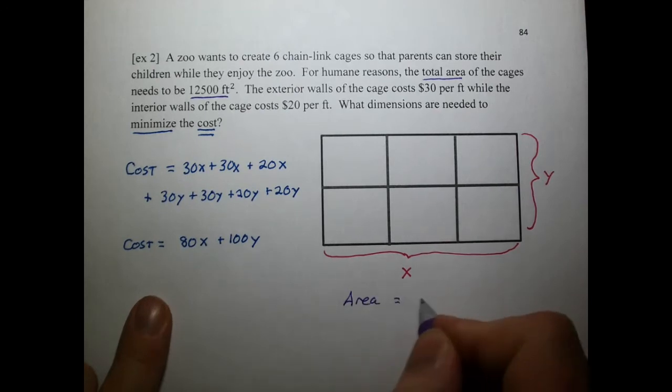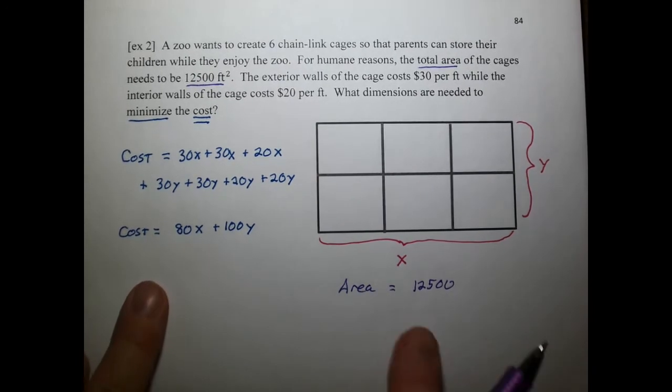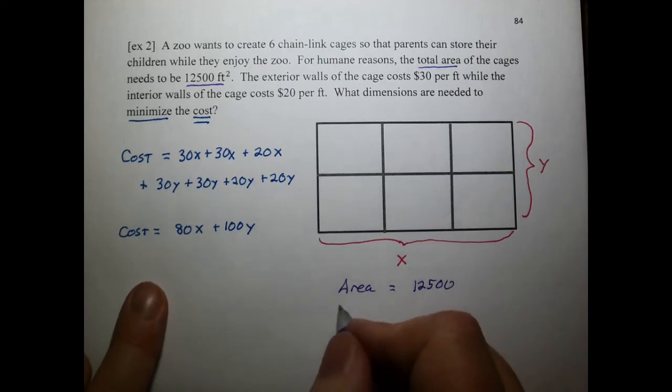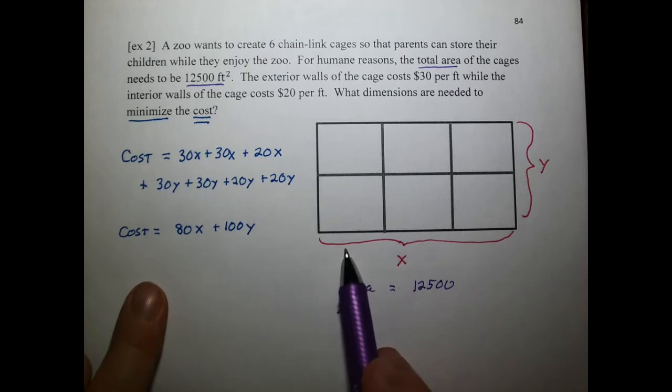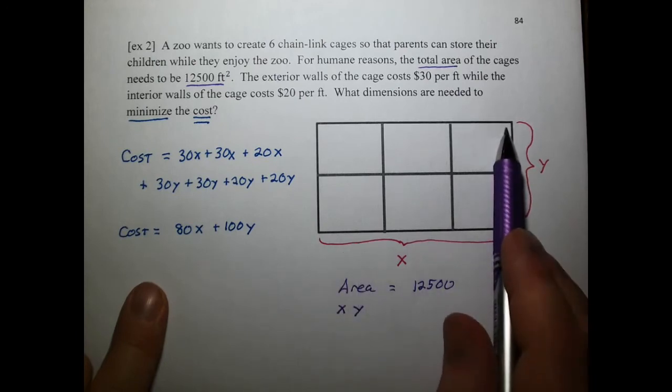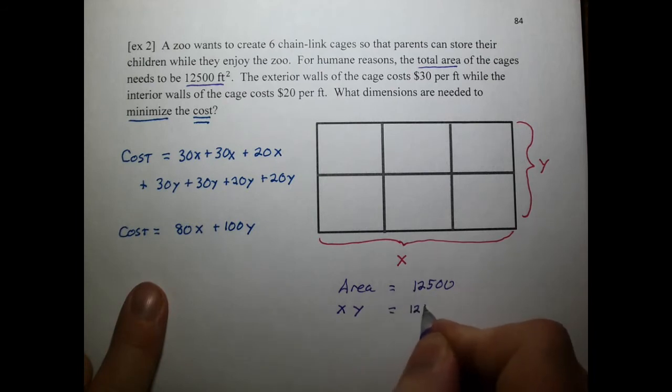So area is equal to 12,500 square feet. This is a constraint for this problem. But we know that area of this whole thing is going to be length times width. So x times y equals 12,500.